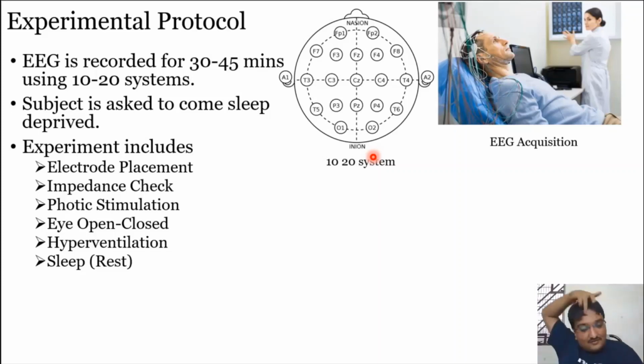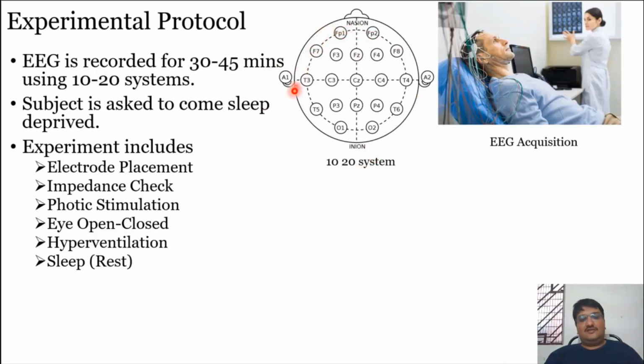This is your nasal. From nasal to inion, the entire part is divided into different parts of 10, 20, 20, 20, 20, 10. The same goes for left ear to right ear, divided into parts of 10, 20, 20, 20, 10. And this is your final electrode position.